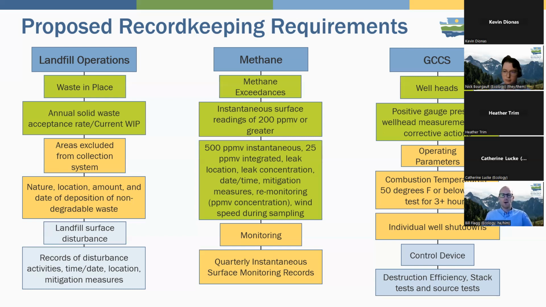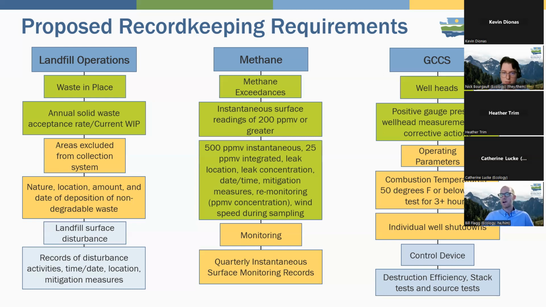Okay, moving on to the methane bucket here. So we will be requiring records of any methane exceedances. This is broken up into 2 categories. I discussed this earlier when I was going through the applicability slides. We have our exceedance of 200 parts per million by volume or greater of instantaneous surface monitoring. This is the quarterly monitoring which decides whether an active or closed landfill has to install a gas collection and control system. So there'll be an exceedance based on that limit there.